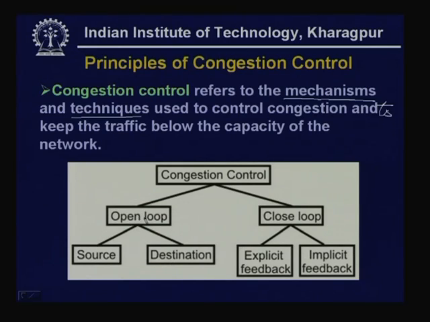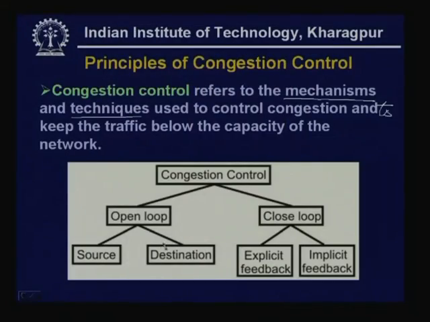The open loop congestion control can be further divided into two types. One is based on the source, another is based on the destination. That means, who does the control? It can be done by the source, which will try to control the congestion by introducing traffic in a controlled manner, or it can be implemented at the destination. The destination will take suitable measures and inform the source such that the traffic is reduced. So, who does the control is decided by the two different types under open loop congestion control techniques.